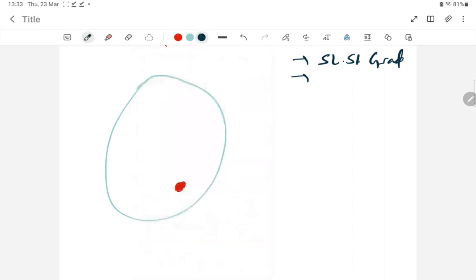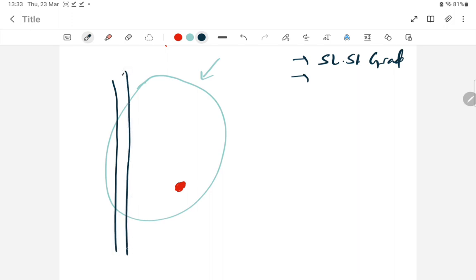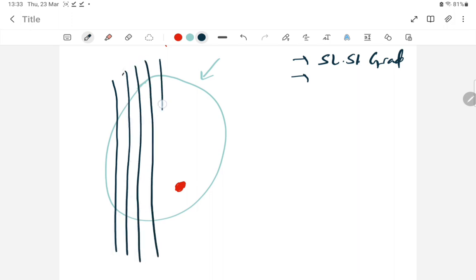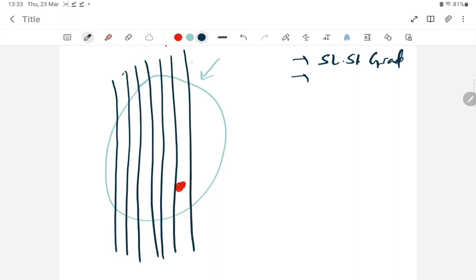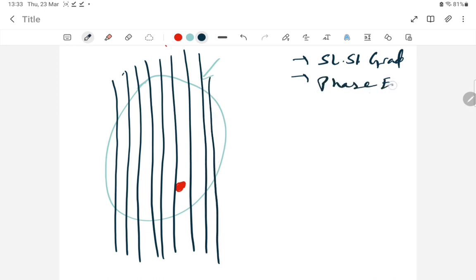Now you will apply one more gradient, the phase encoding gradient. So in these chips, how will it look? Phase encoding, encoding means the phase encoding gradient will do like this. Now we introduce the phase encoding gradient, and another one will be the frequency encoding gradient.